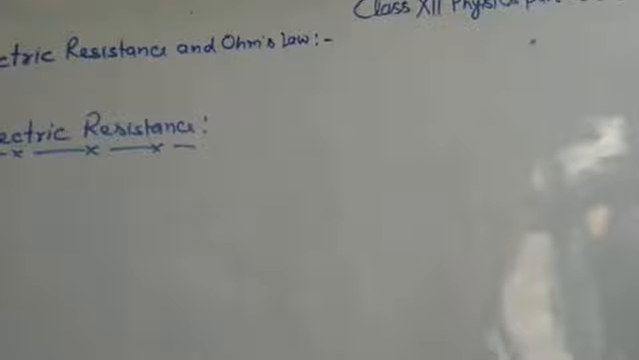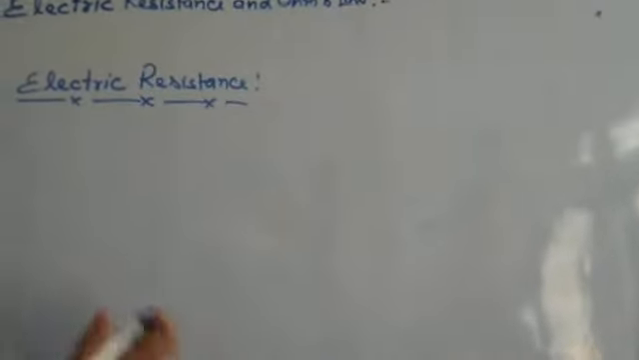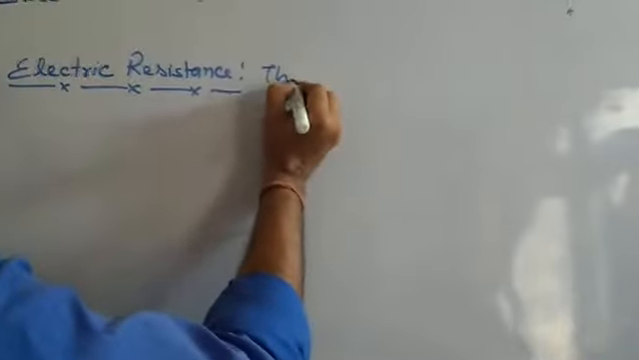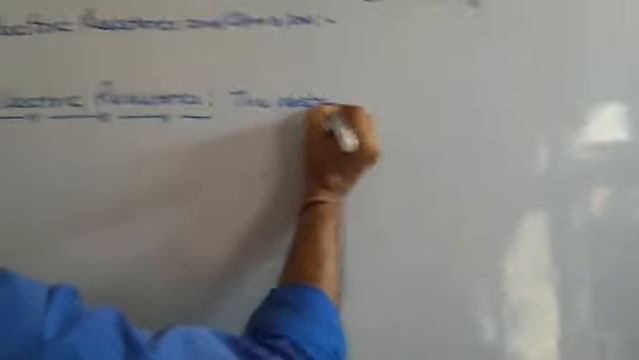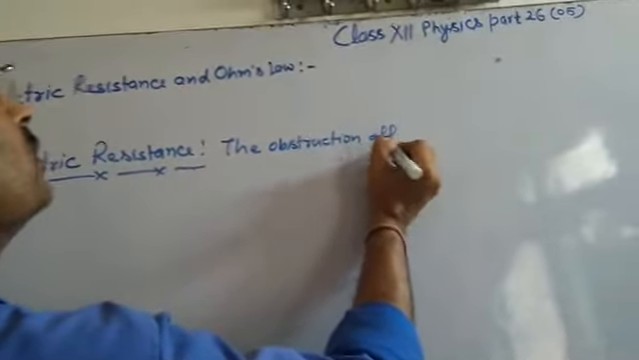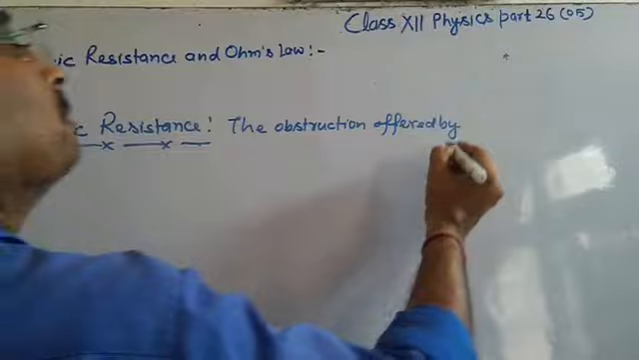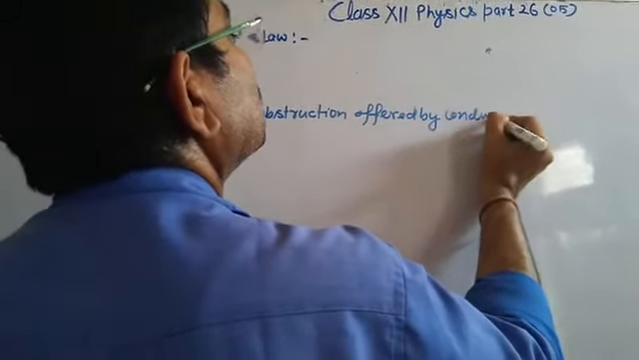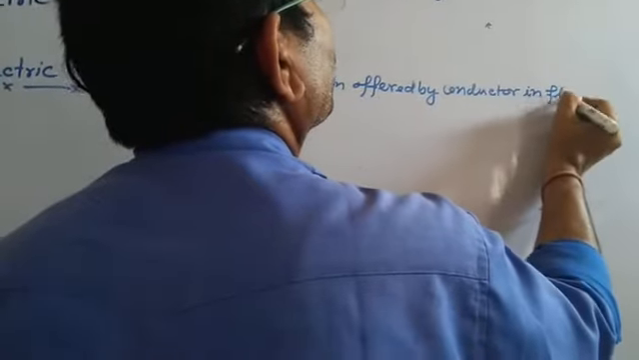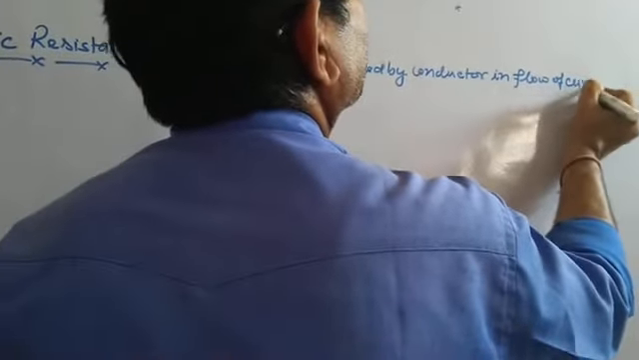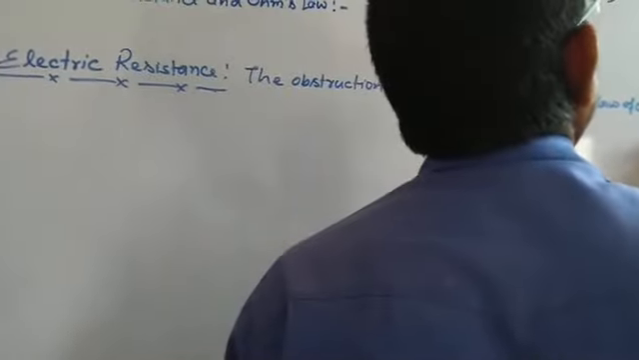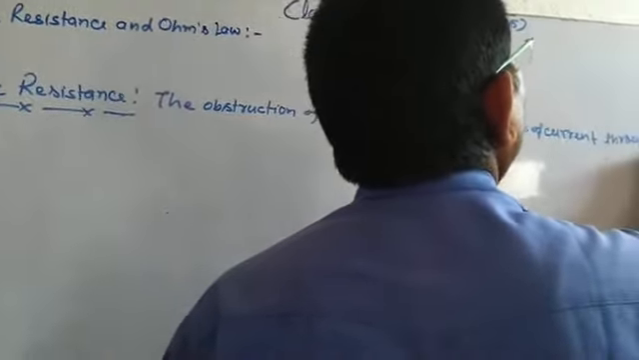The obstruction offered by a conductor in the flow of charge through it is known as electric resistance.